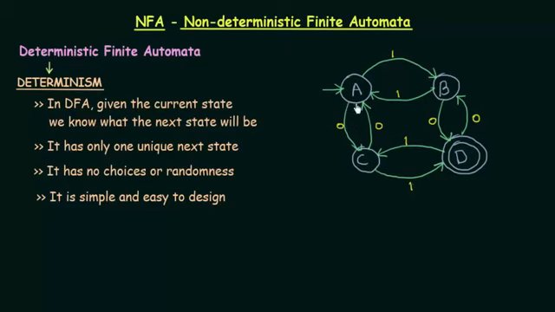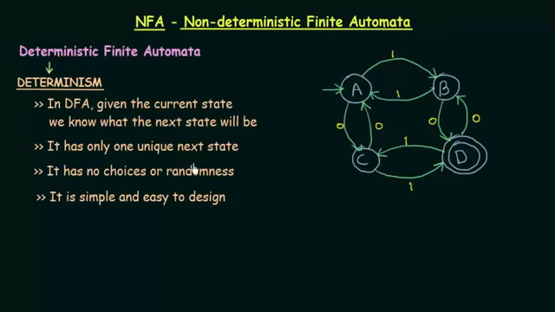Suppose again I am in state A, and I get input 1. It goes only to state B and not to any other state. So it has a unique next state. On getting certain inputs, each state has a unique next state. Even if I take state C, for example, if I get input 0, it goes to state A and only to state A. It does not go to any other state.